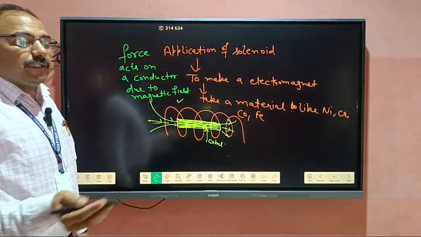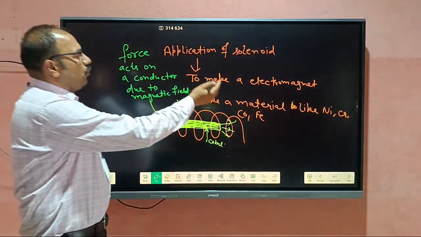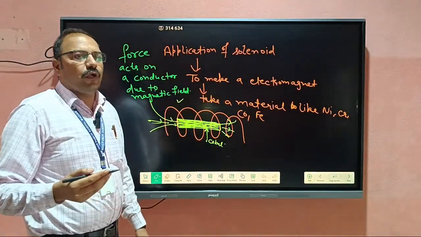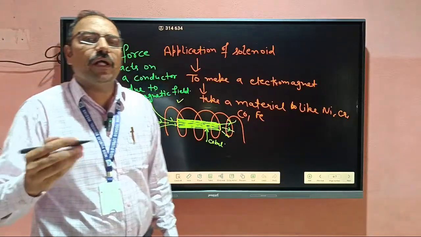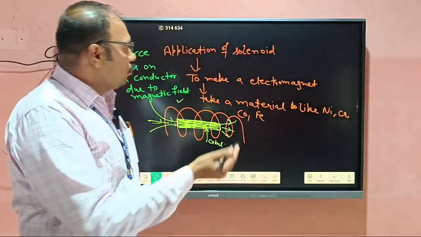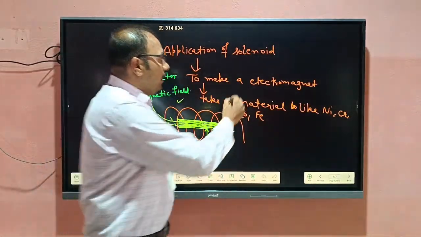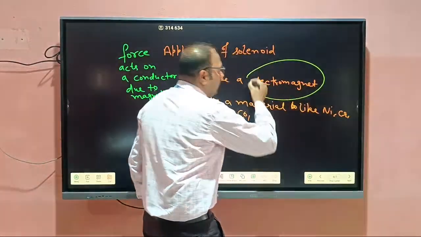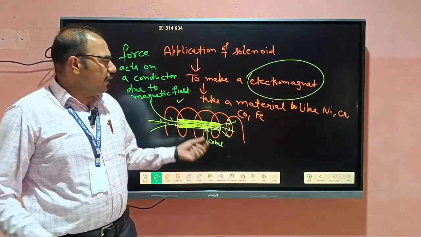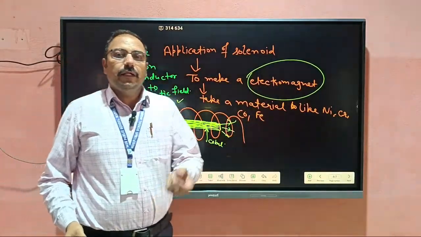In the next slide, we discuss the application of a solenoid. What are the applications of a solenoid? Applications means what are the uses of a solenoid? The use of a solenoid is basically for making an electromagnet, and I already explained how to make an electromagnet.